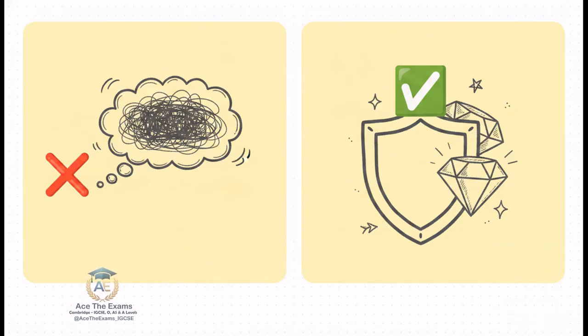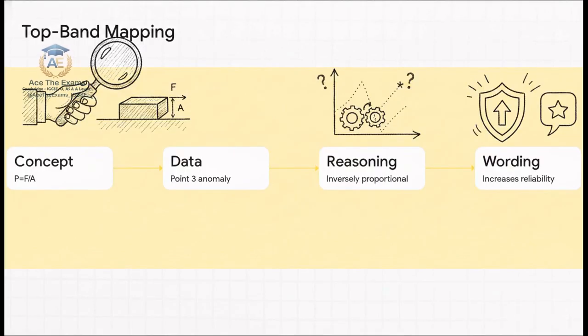Now on the right, we have a precise top band answer. Pressure is inversely proportional to area. Data point 3 is anomalous. Removing it increases reliability. The difference is literally night and day, isn't it? And this brilliantly illustrates exactly why our framework is foolproof. Look at how the top band answer perfectly maps to our 4-step data detective framework.